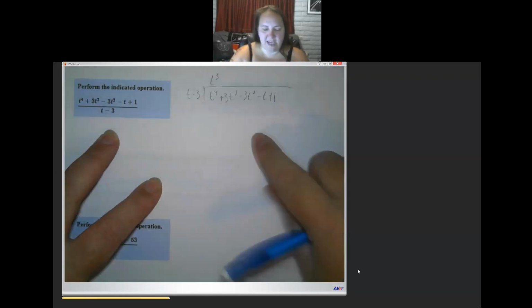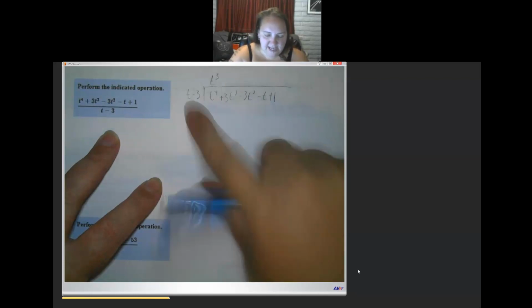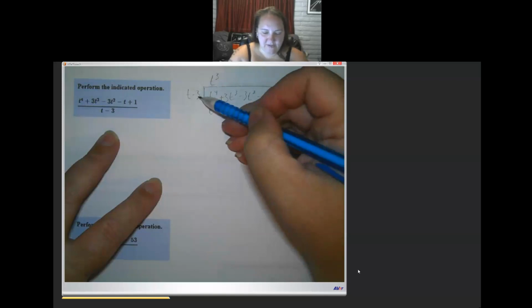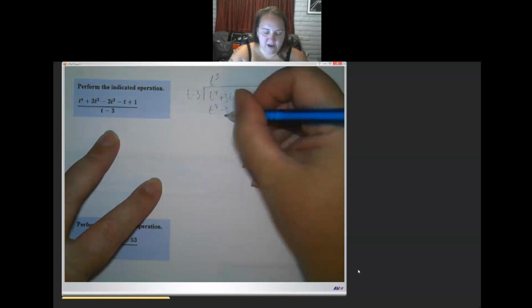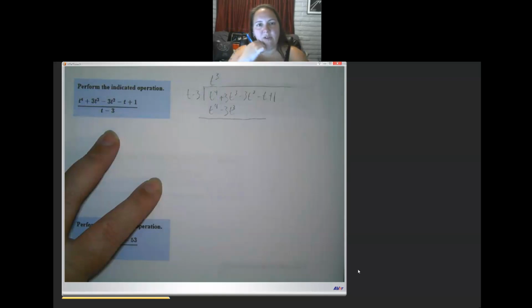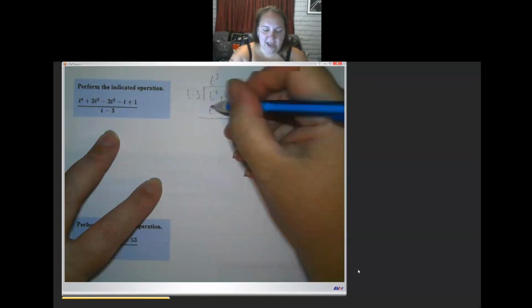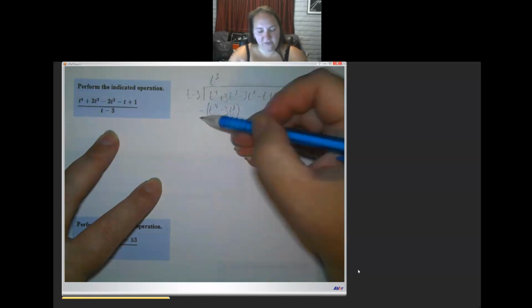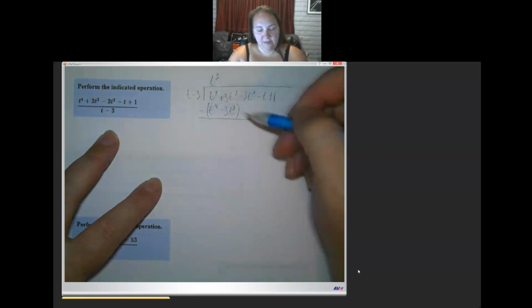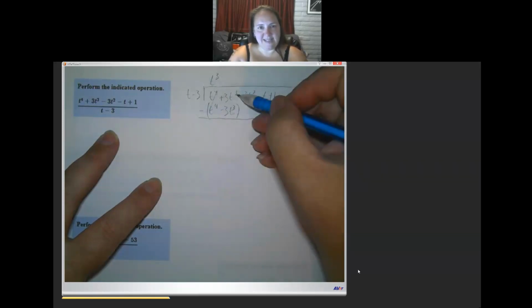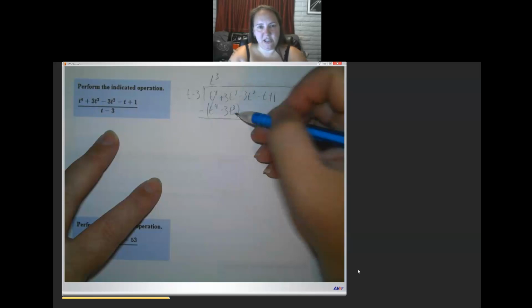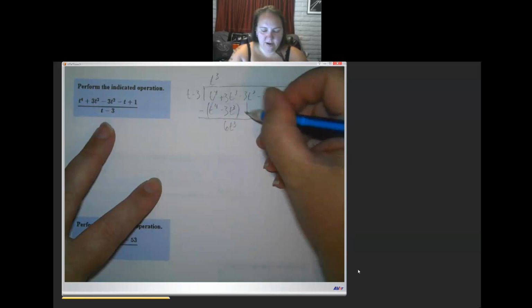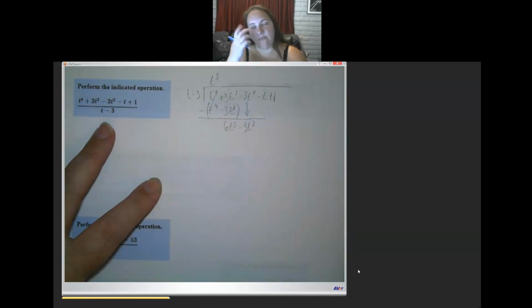And then you do that multiplication. T to the third times t is t to the fourth. And t to the third times a negative 3 is a negative 3t to the third. Now, just like with long division with numbers, my next step is to subtract. T to the fourth minus t to the fourth cancels. 3t to the third minus a negative 3t to the third is 6t to the third. And then we bring down our next term.